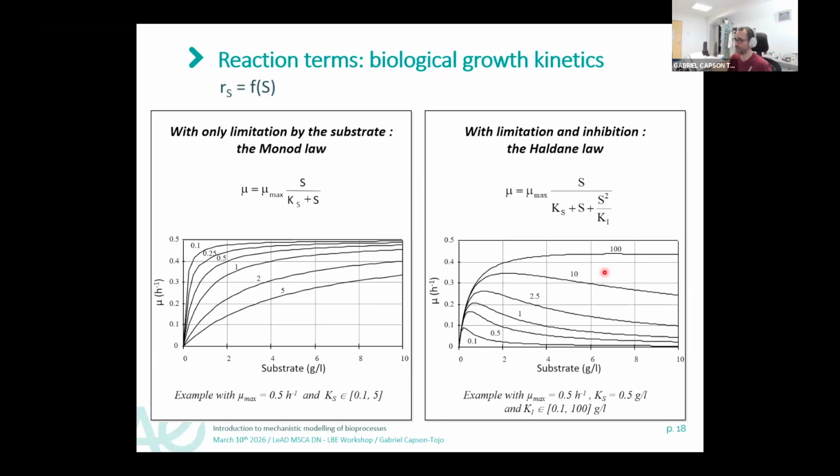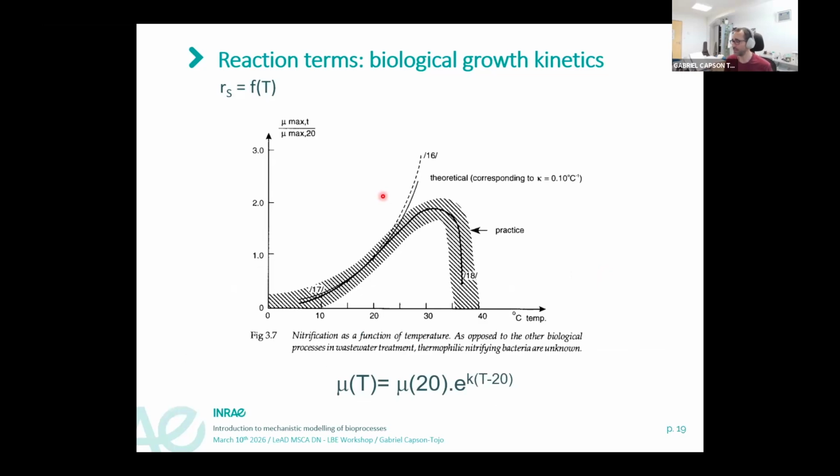And depending on the behavior that we know from our system, we will choose one equation or another, which is why knowing our system is very, very important. So, as I was saying before, temperature also plays a role here. And I'm not going to go through this in detail, but basically what you have is very typical behavior of biological growth with temperature: growth rate, so how fast it goes, increases with temperature.